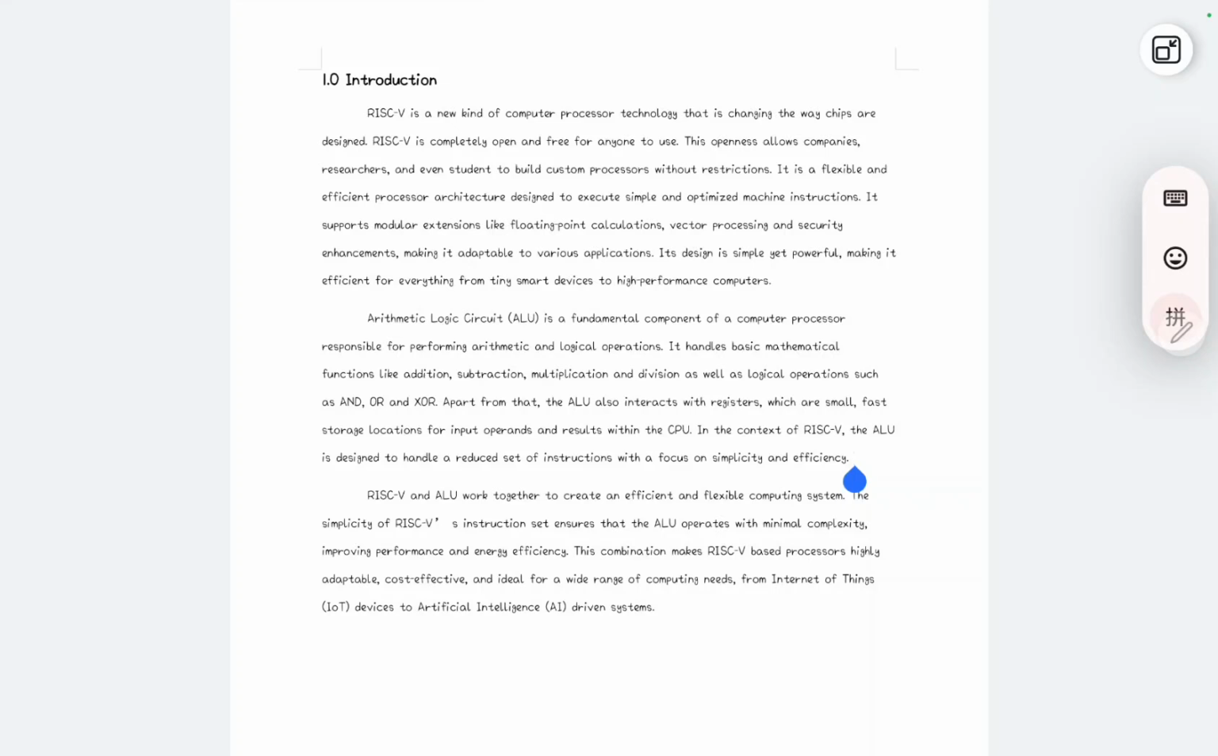And together, when the RISC-V and ALU work together, they will create an efficient and flexible computing system, and then enable adaptable, cost-effective, and powerful processors for device applications from smart devices to AI systems.